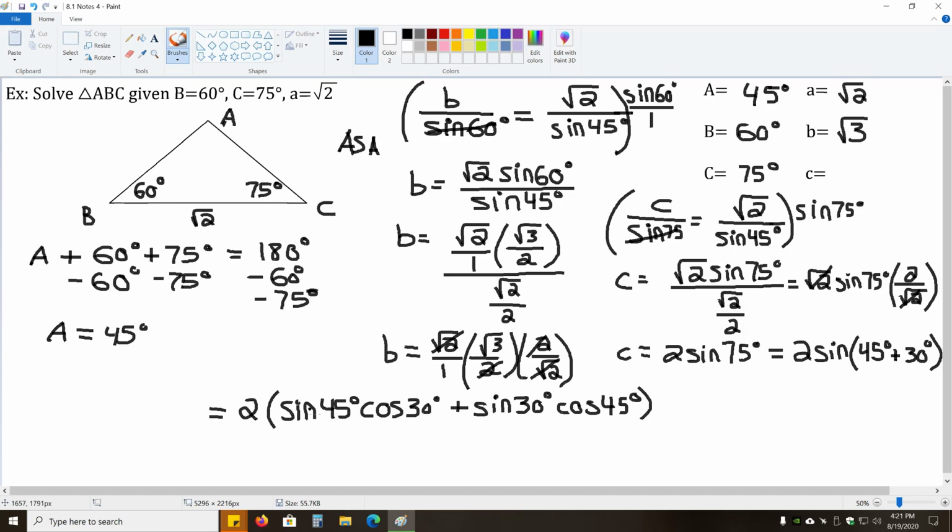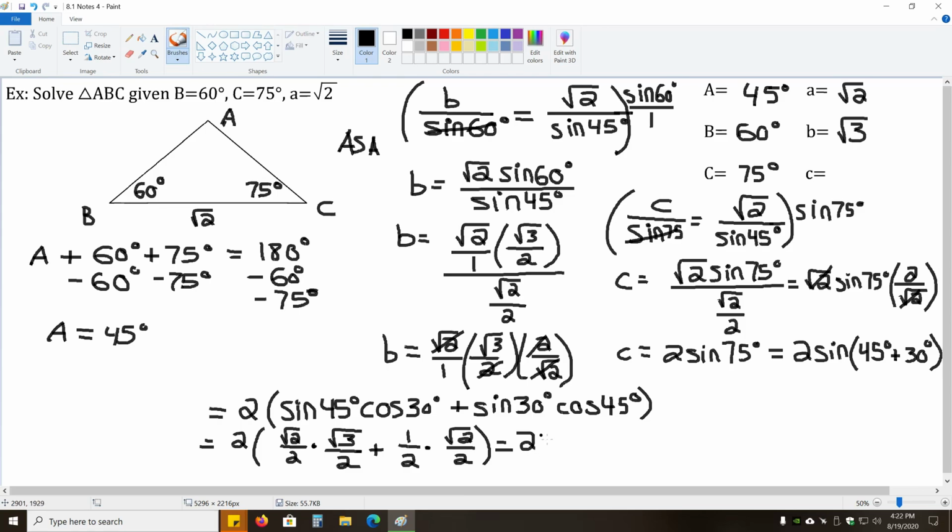You might normally see it as sine of 45 times cosine of 30 plus cosine of 45 times sine of 30, but just remember when you're multiplying, order doesn't matter, so this sine of 30 times cosine of 45 can be written in either order. And now simplifying from here, we get 2 times sine of 45 is the square root of 2 over 2 times cosine of 30 is the square root of 3 over 2 plus sine of 30 is 1/2 times cosine of 45 is the square root of 2 over 2.